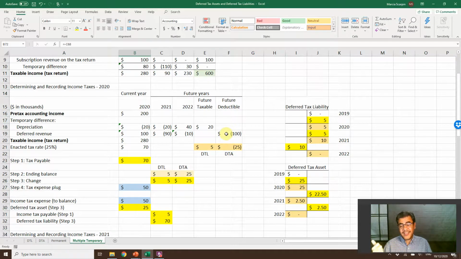Deferred tax asset, long-term assets. Deferred tax liabilities, long-term liability or non-current liability. So we cannot combine both in the US. Remember that, guys. Never combine them.